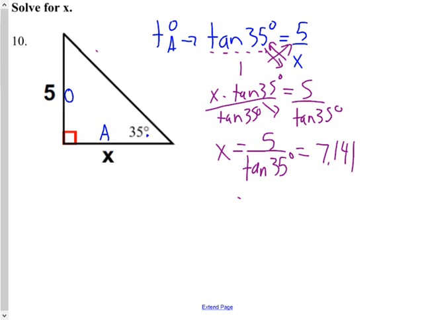And how do you know if this answer makes sense, right? So this angle is 55, and from geometry, 55 is bigger than 35, so x should be bigger than 5. So to me, makes sense. 7.141 is bigger than 5.